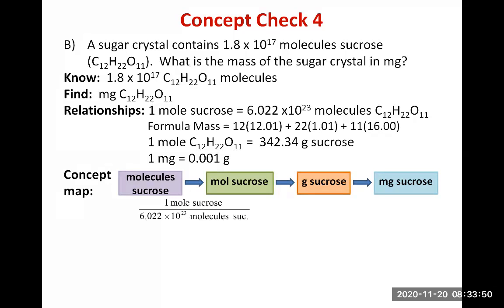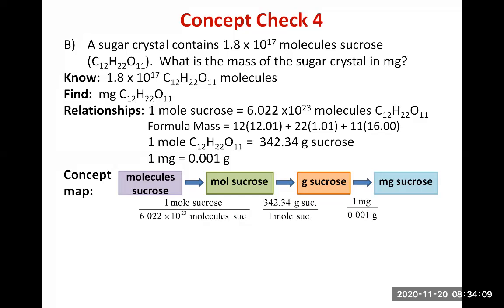Next, we want to change the moles into grams. So we will use the molar mass such that the grams will be on top and the 1 mole on the bottom. After that, we need to change the grams into milligrams, and we will have the grams on the bottom and the milligram on top so that we can cancel grams.